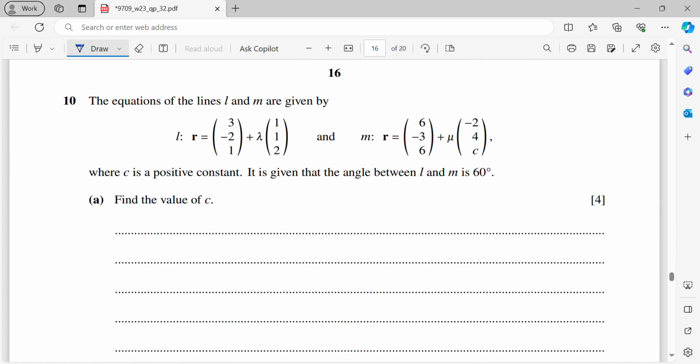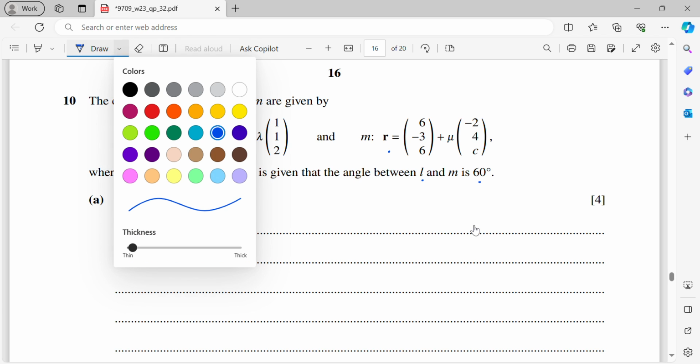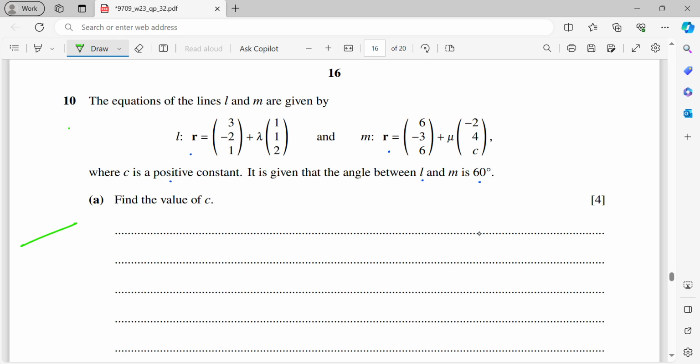Okay, next question 10. The equations of the lines L and M are given by L is this and M is this, where C is a positive constant. Given that the angle between L and M is 60 degrees, find the value of C. Okay, so now for your information, let's say this is L. Here is M. So for the L, you will have B1. This is the B1. Okay, for the M, you will have B2. And then the angle is theta. So this is our B2.